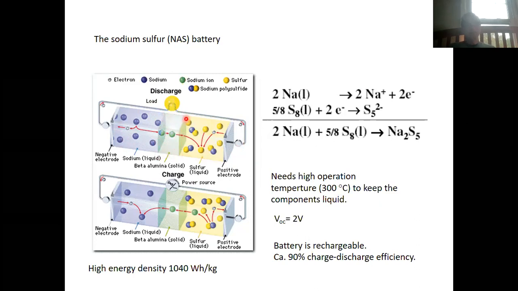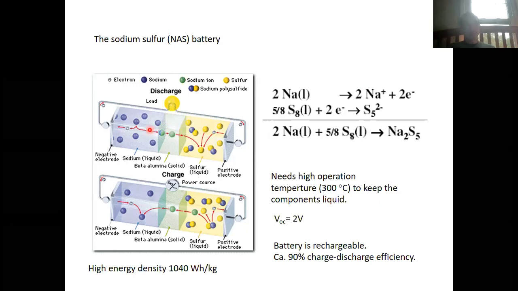Of course, the high chemical inertness of that membrane here is very important, obviously, for safety reasons, as if, for instance, that membrane here broke, we would have a direct reaction between liquid sodium and liquid sulfur, which would certainly lead to an explosion of that battery. So what would happen at the anode and the cathode respectively?